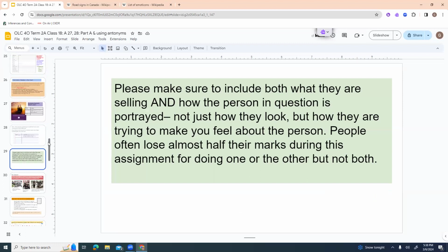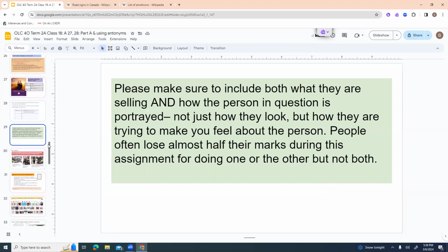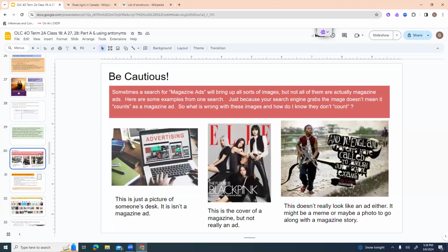So, as I said, it's hard to find magazines. I myself don't have that many magazines, so I went online. The tricky part is when they're saying magazine print ad, they have a specific type of ad in their mind when they say that. So if I search on the internet for magazine ads, it's going to bring up all sorts of images. But remember, those search engines, they're not people at the end of it. They don't know for sure. They're just sort of grabbing images and hoping for the best, right? It doesn't necessarily mean it counts as a magazine ad.